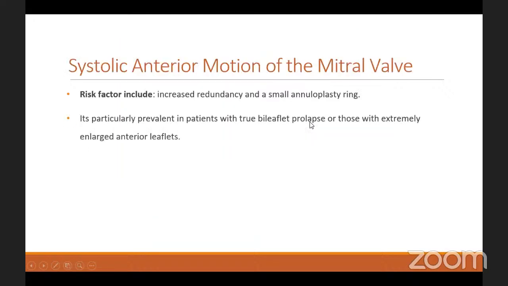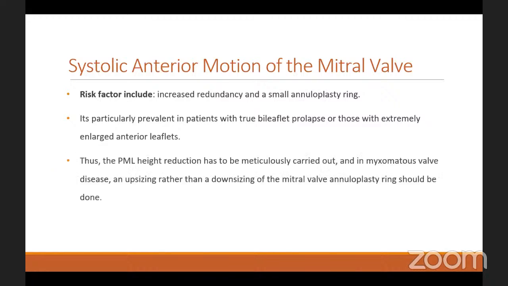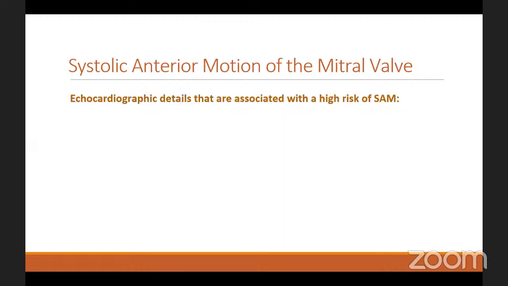The risk factors are increased redundancy of the posterior leaflet and a small annuloplasty ring. It is relevant in patients with true bileaflet prolapse, like in Barlow disease, or with an extremely enlarged anterior leaflet. So the height reduction of the posterior leaflet must be meticulously carried out in myxomatous valve disease, and upsizing of the ring should be used rather than downsizing of the ring.